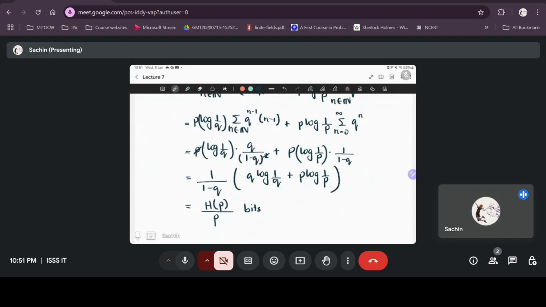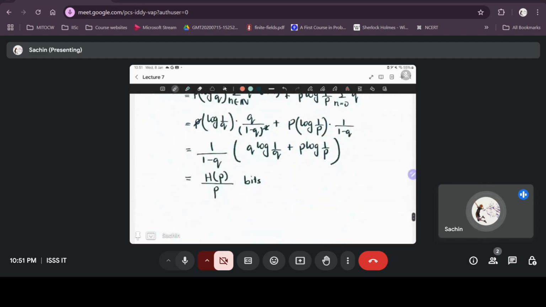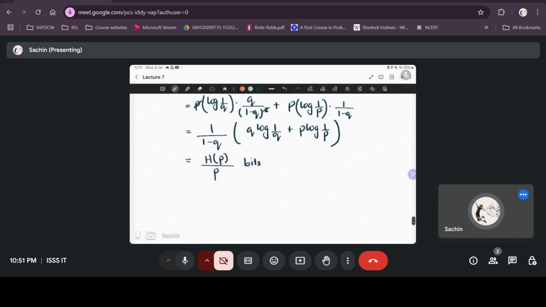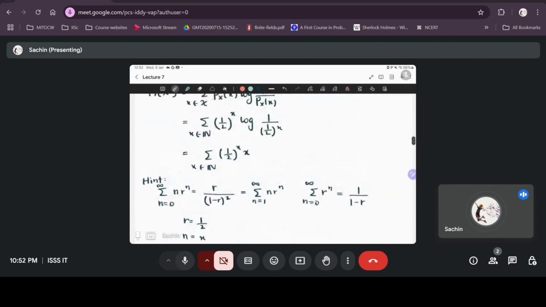And you can check that this reduces to 2 bits when p is equal to half. That is, you have a fair coin, so h of half is 1, and then you will be left with h of x is equal to 1 over half, which is nothing but 2 bits. The question doesn't ask for a general formula, so if this comes up in an exam, you can just do it by taking p equals half, which is much simpler, as you can see.